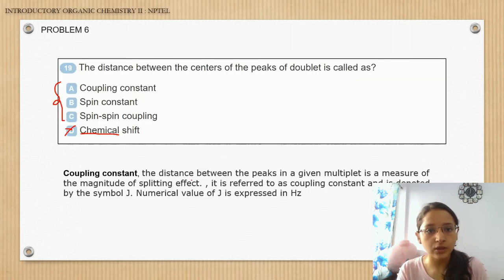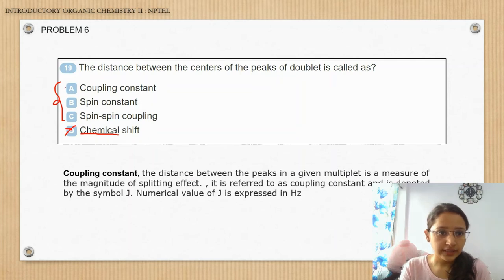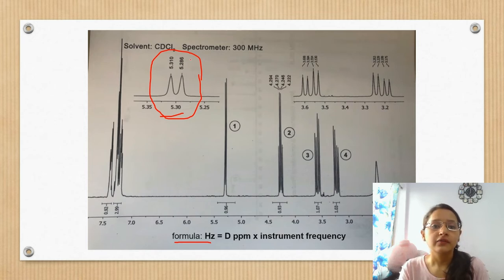It is all the general peaks that are splitting. The distance between the center of the peaks is known as the coupling constant value. So option A would be the correct one, not the spin constant, not the spin-spin coupling. So how do we calculate a coupling constant? We have seen that when we take the difference between these chemical shift values and multiply it with the operating frequency, that is 300 megahertz here, we will get the value of the coupling constant in hertz.